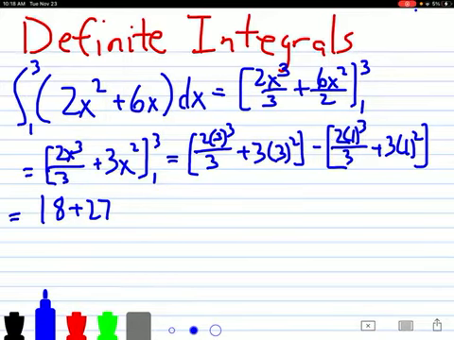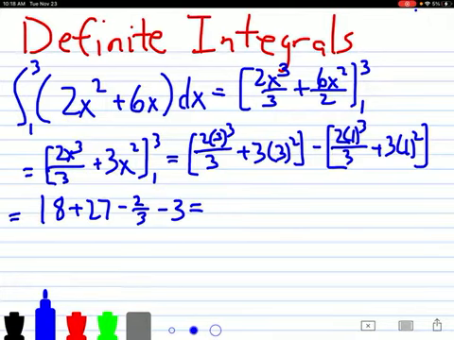Now we move to the second set of brackets. 1 cubed is 1. 1 times 2 is 2. And so that'll be negative 2/3. Don't forget to distribute this negative sign. 1 squared is 1. 1 times 3 gives us 3. So that'll be negative 3.